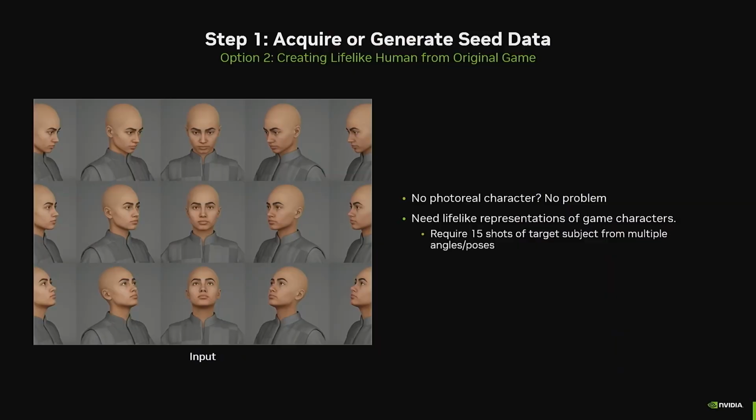But there are also a lot of productions that don't use captured characters, right? So let's say we have a character that is original, hand sculpted. Well, this is not a problem. We have a solution for this. What we can do is just start rendering out 15 images of our character from the engine. In this case, this is one of the characters that we worked on for our demo, Zorah. And this is just a custom MetaHuman character in Unreal.